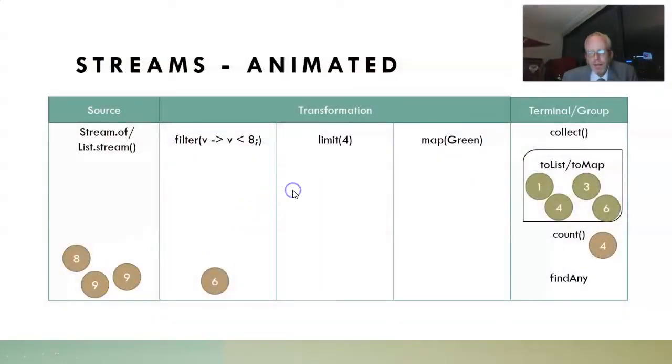And then find any, well, that's just going to find any of the items from this collection and return it. If we say, okay, once we have filtered this stream down to just what we want, just give me any one of them. It doesn't matter. That's where find any can be very handy.